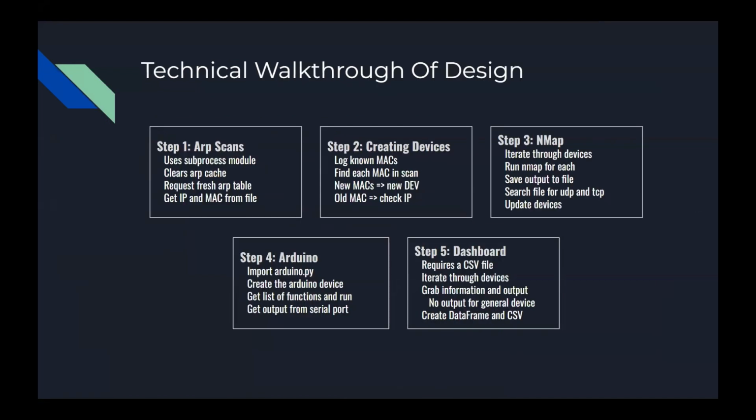So the way the program works on the back end, it'll do an ARP, it'll clear the ARP cache and request a new one. So it'll get a list of whatever the most up-to-date IP and MAC addresses are. And then we'll take all of that information and it will create a bunch of device objects to house all that information. If it finds MACs it knows, it'll update them if they've changed their IP. And if it finds new ones, it'll go ahead and make new devices for them with that IP address.